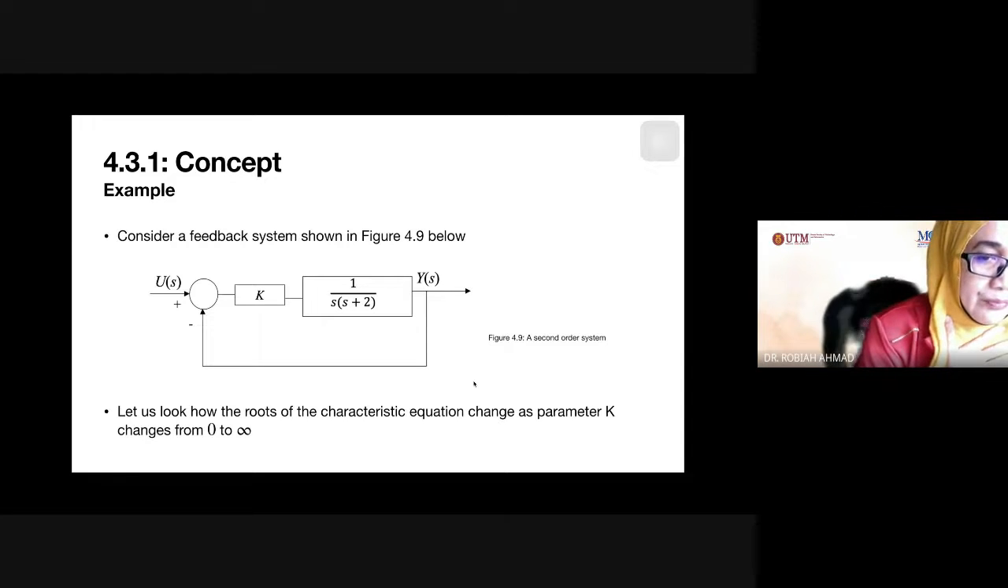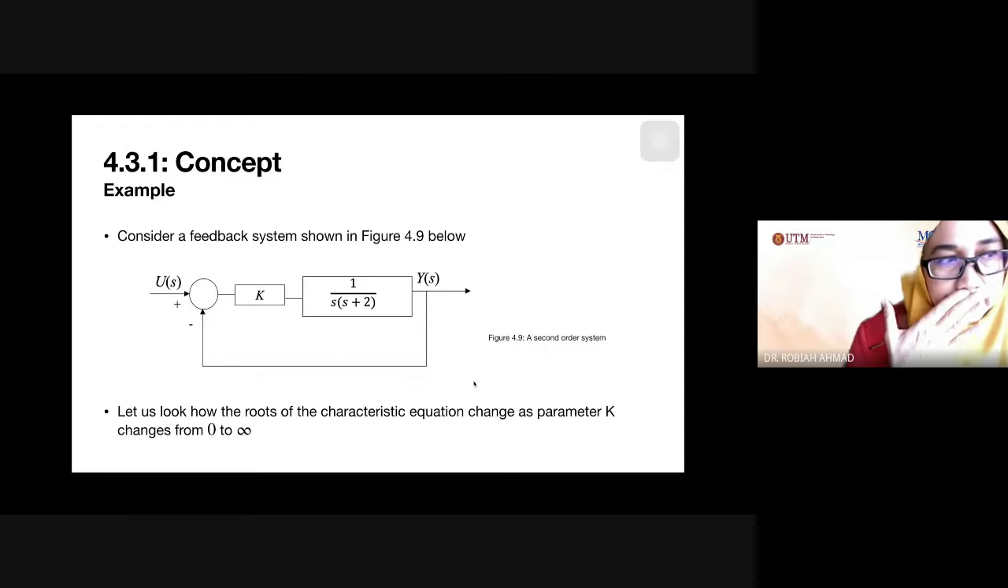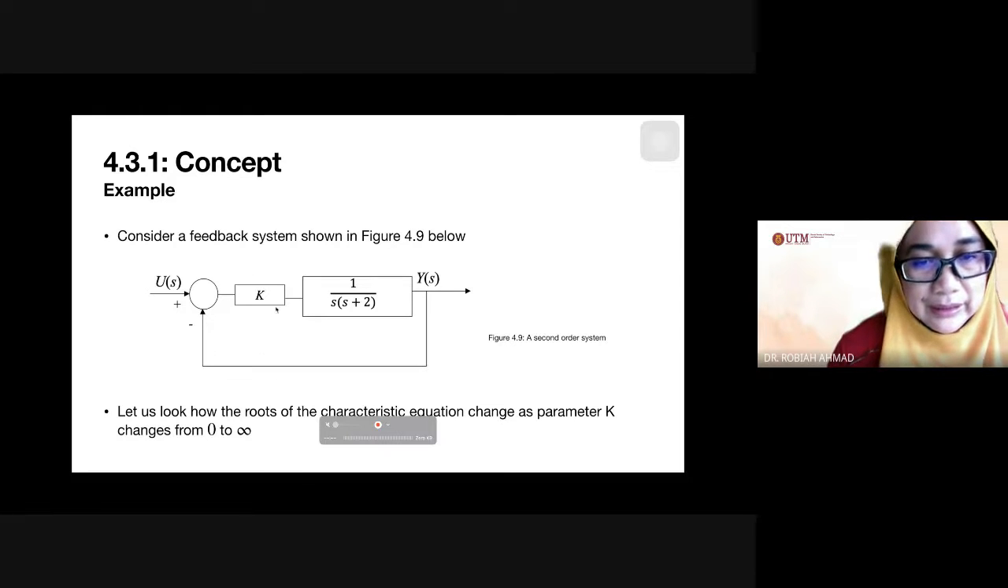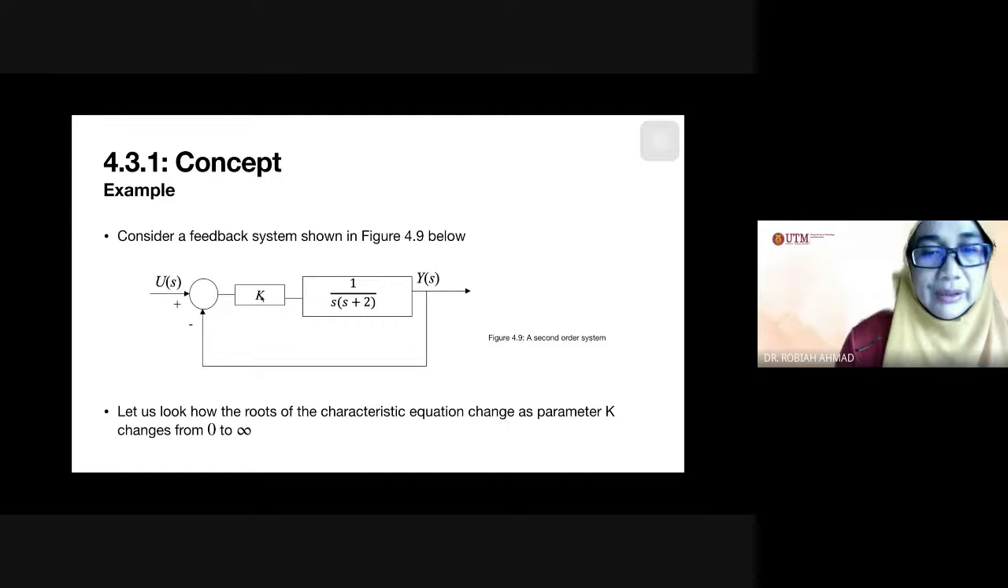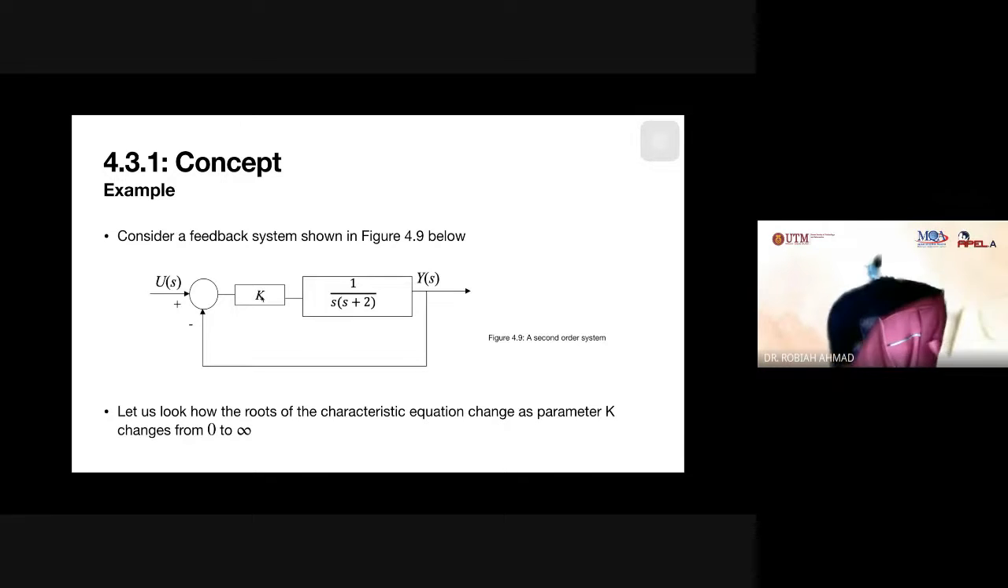So later on, when we're going to do the controller design, kat sini, bahagian di sini, we will always deal with the value of K. By changing K, what happened to the system? These are the things that we will learn later on. Before we proceed with that, let us understand the concept of root locus. I'm sharing with you what happened when we change K from 0 to infinity. What happened to the roots of the system?